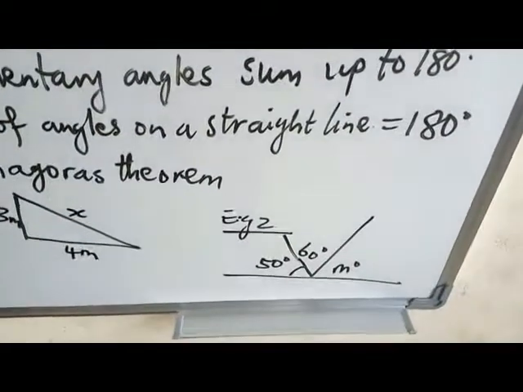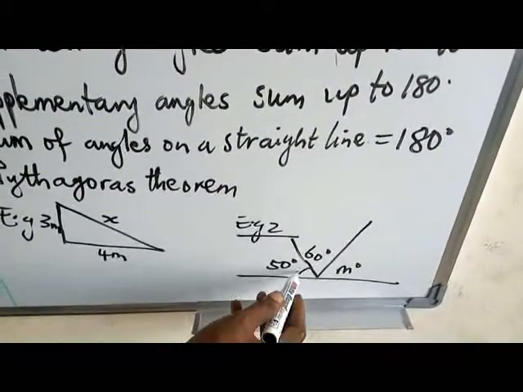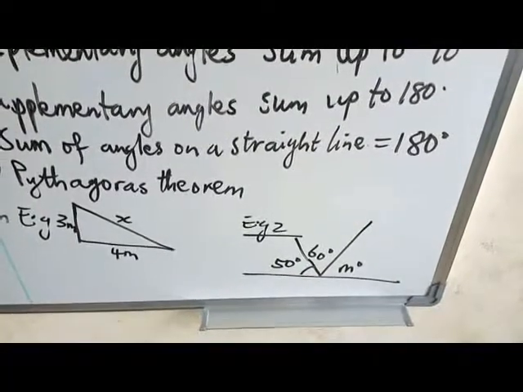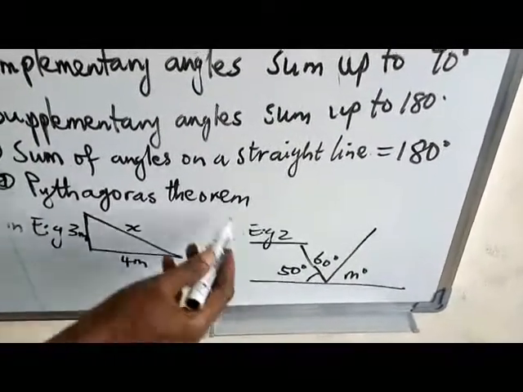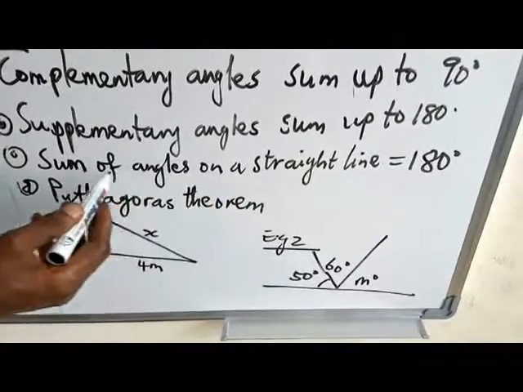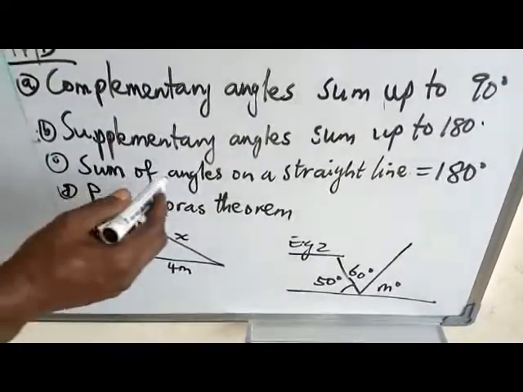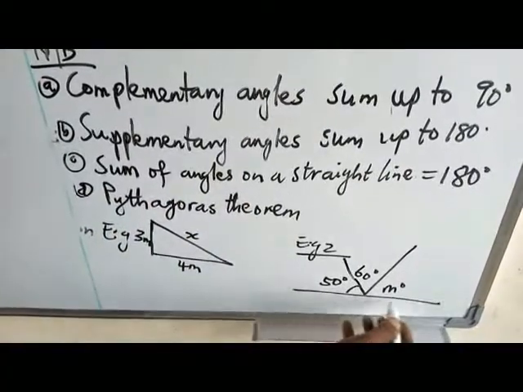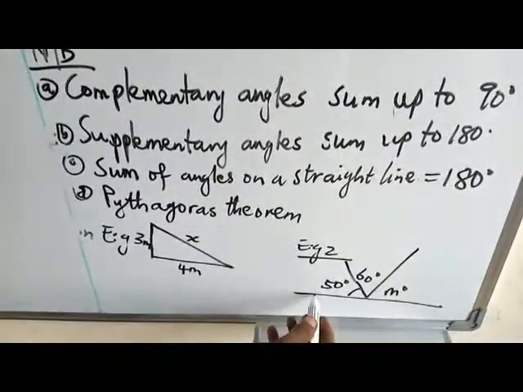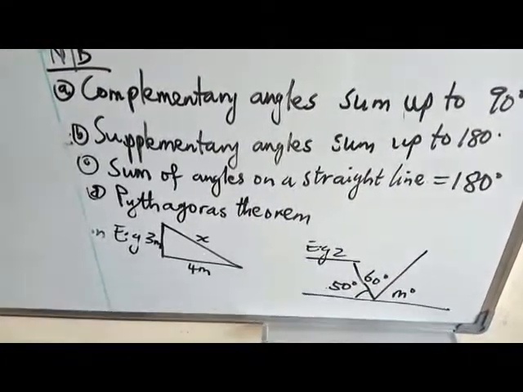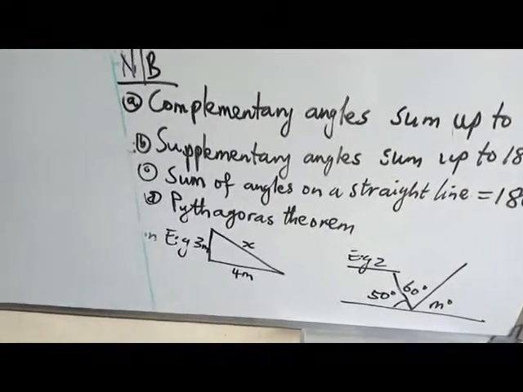Finally, let's look at the last example, example 2. You are given this. This angle is given as 50 degrees. This one is given, and this one is not given. It's unknown. And this one goes to this. The third rule I gave on the board says that the sum of angles on a straight line is equal to 180. So we need to add all these angles and the sum equals 180. That's what we're going to do now.